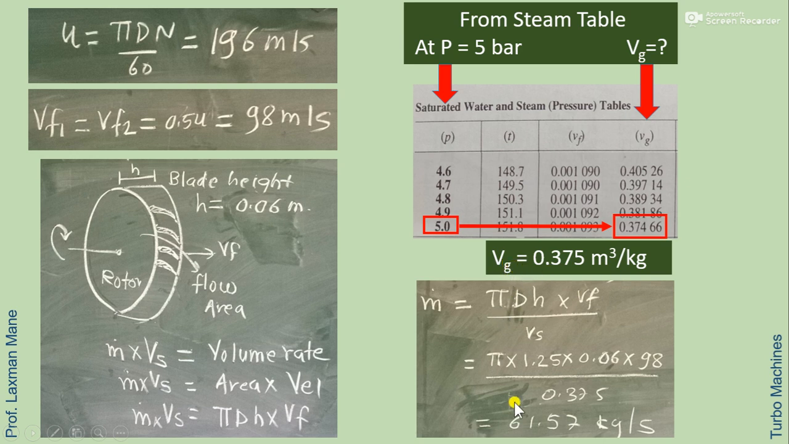So pi into diameter given, blade height is given in centimeter, that we take in meter. 6 centimeter means 0.06 meter. Vf is calculated over here, divided by specific volume from the steam table. So we get m dot, mass flow rate, in kilogram per second.